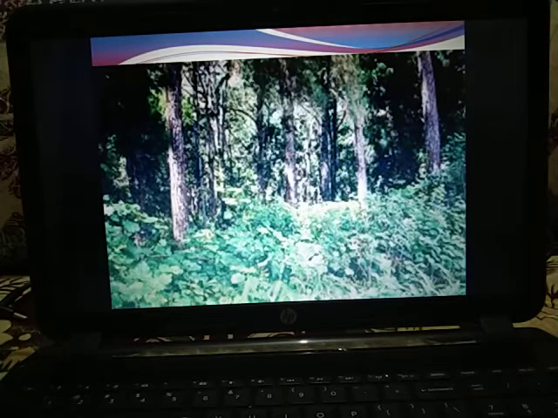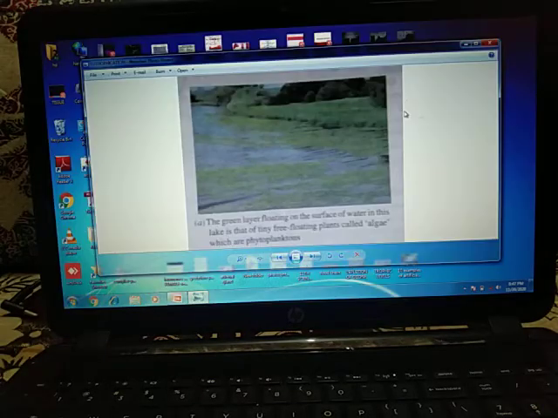Now, two major categories of natural ecosystem may be distinguished as terrestrial and aquatic. Okay, so we can have terrestrial ecosystem and the aquatic ecosystem. So terrestrial ecosystem includes forest, grassland and deserts. In case of aquatic we can have the pond ecosystem.